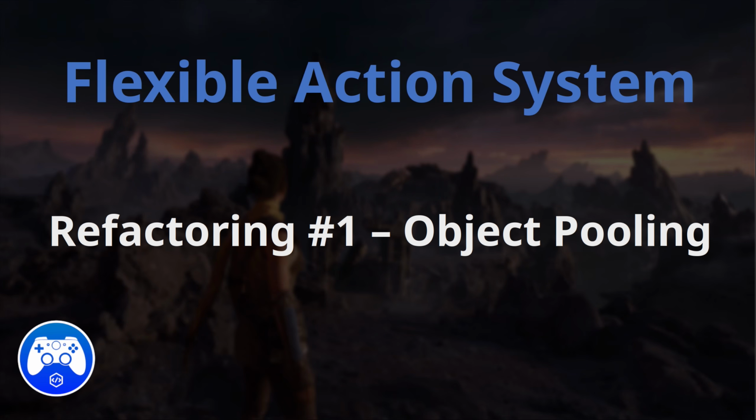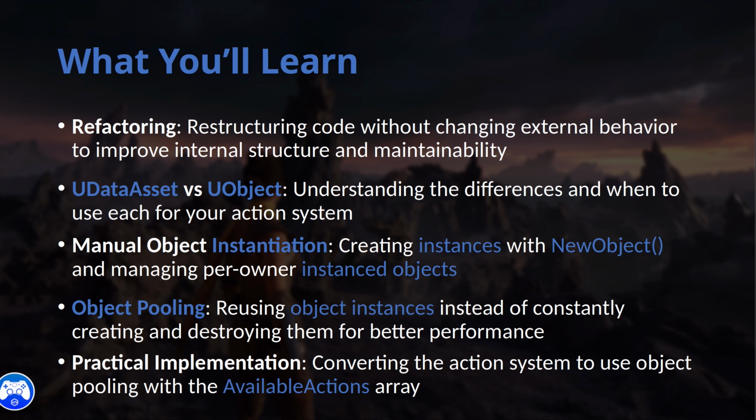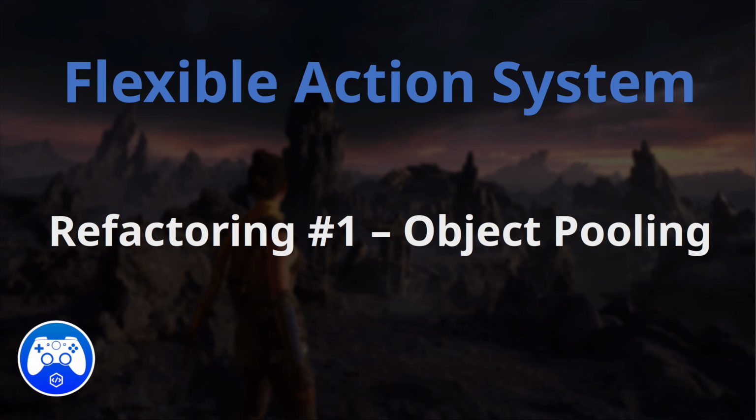In this video, we are going to do some refactoring and improve the flexibility of our action system. To achieve our goals, we'll dive into some key programming concepts like refactoring, object pooling, and context data, and see how they all come together in our flexible action system. Okay, with that out of the way, let's go ahead and get started.